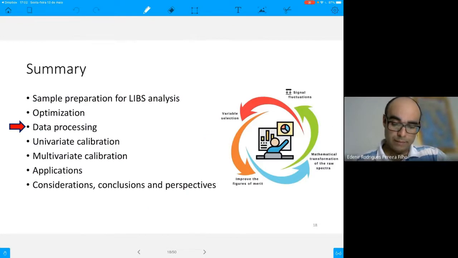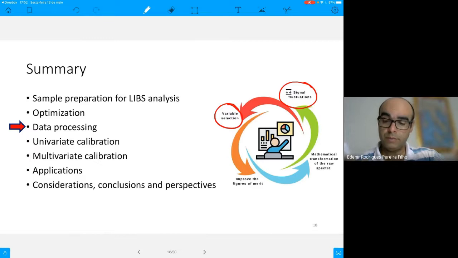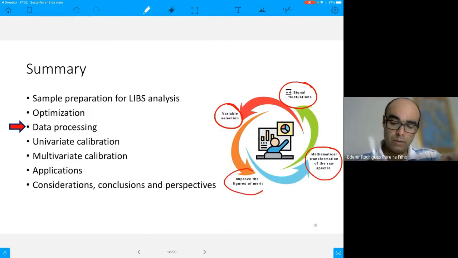Data processing. The main goal of data processing is to reduce signal fluctuation and perform variable selection. We can use some mathematical transformation of the raw data and also improve figures of merit like limits of detection and quantification.